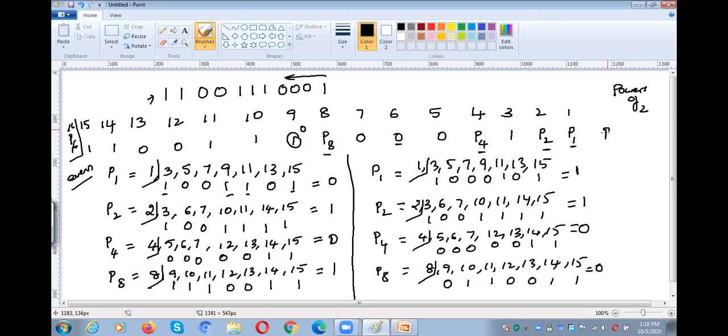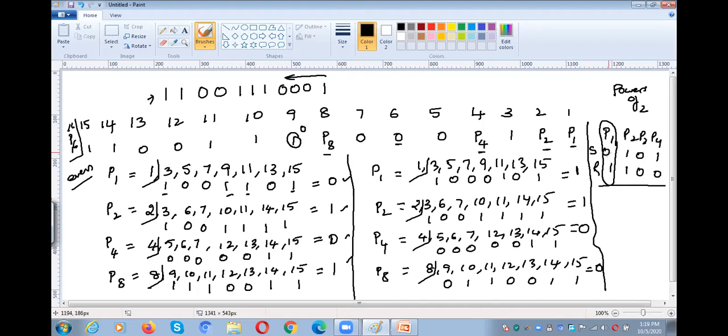So what are the center side parity bits? Center side parity bit positions: 0, 1, 0, 1. What are the receiver side parity bits? 1, 1, 0, 0. In which position there is a change? In the P1 position, there is a change. Here the value of P1 is 0 at the center side, and at the receiver side, the value of P1 is 1.